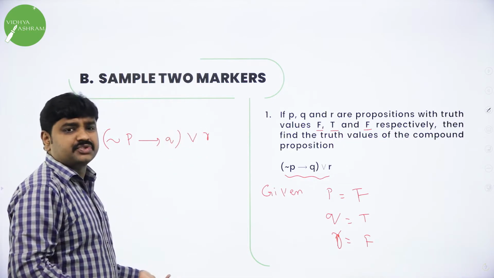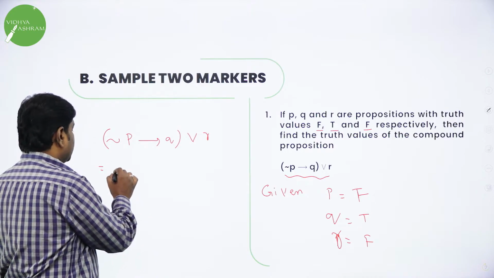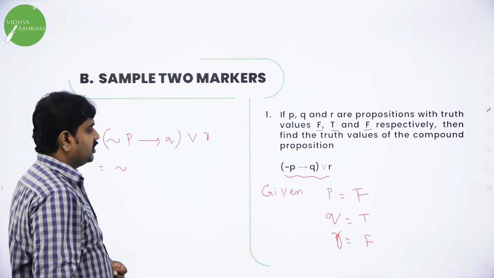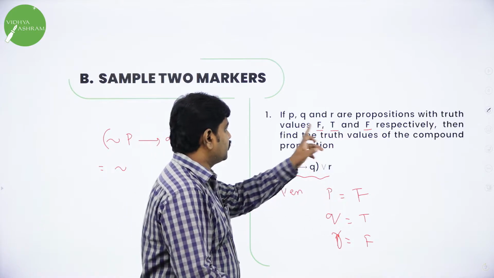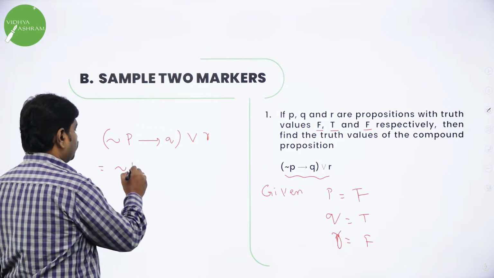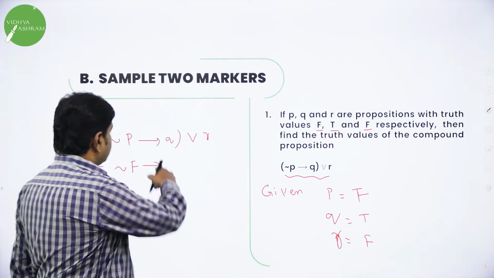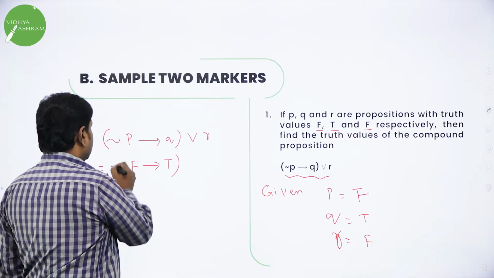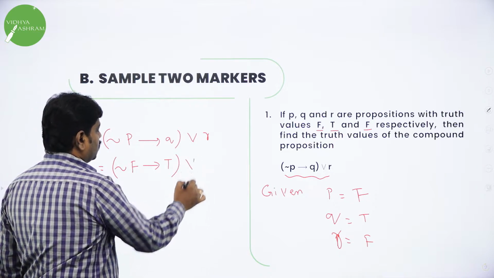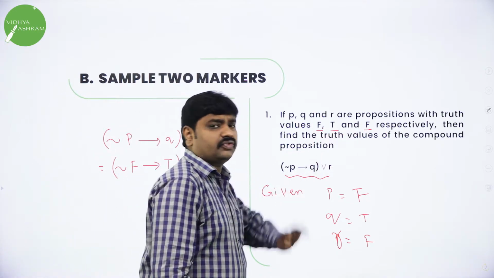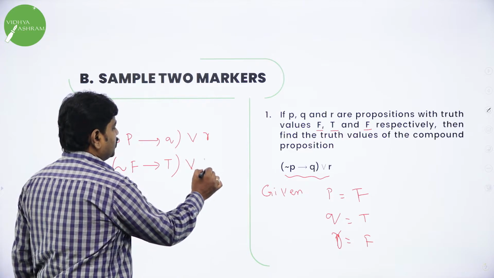Whatever is given, substitute. See, everything is given. Negation, I am writing as it is. P is what? They told P is false. So in the place of P, I'll put false, implies Q. What about Q? They told Q is true. In the place of Q, I'll put true. Then R. What is the R value they gave? R is false. In the place of R, put false.